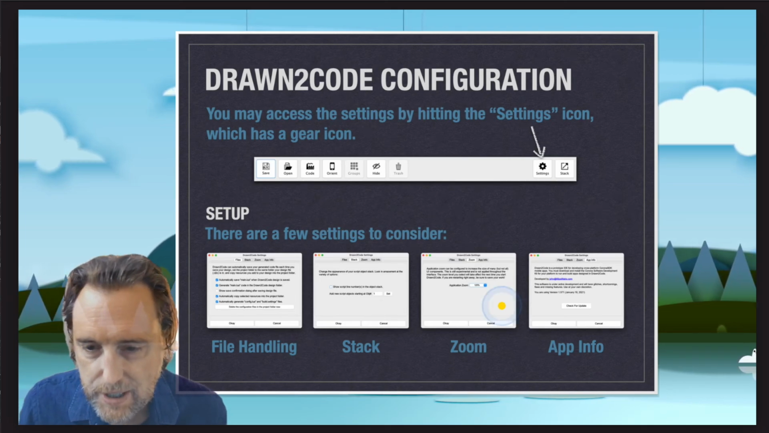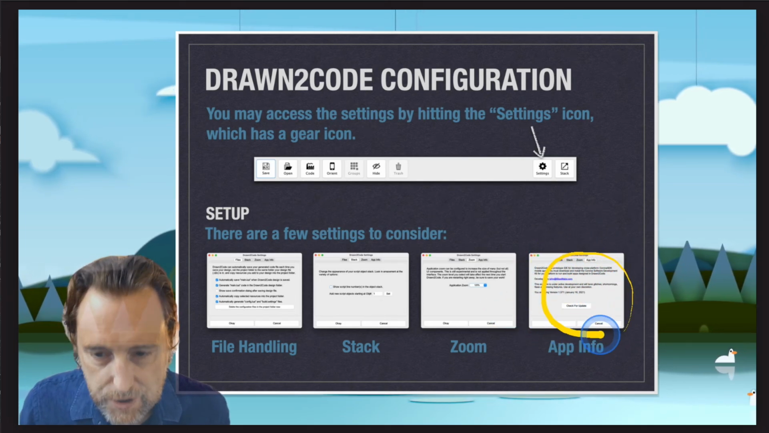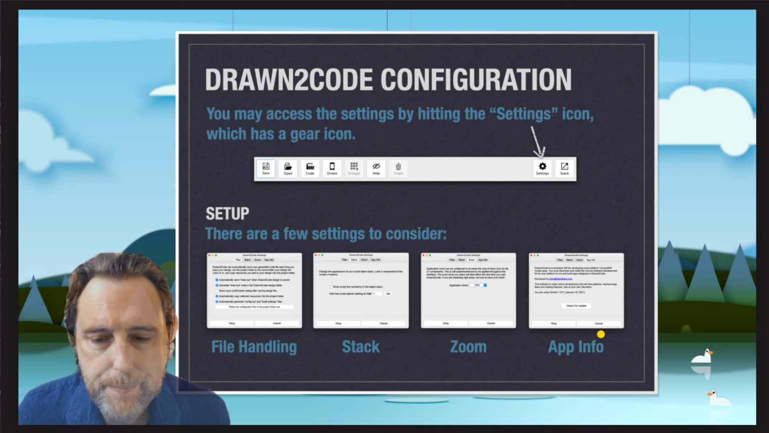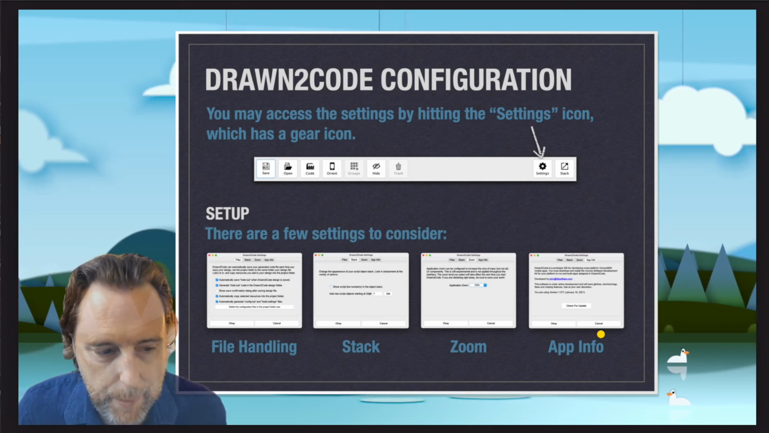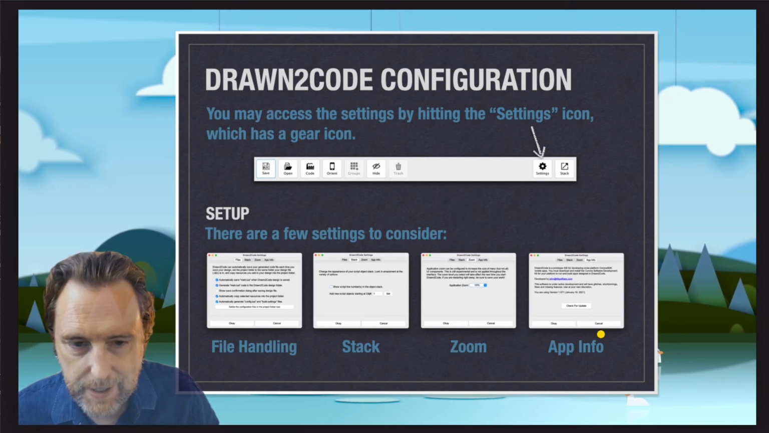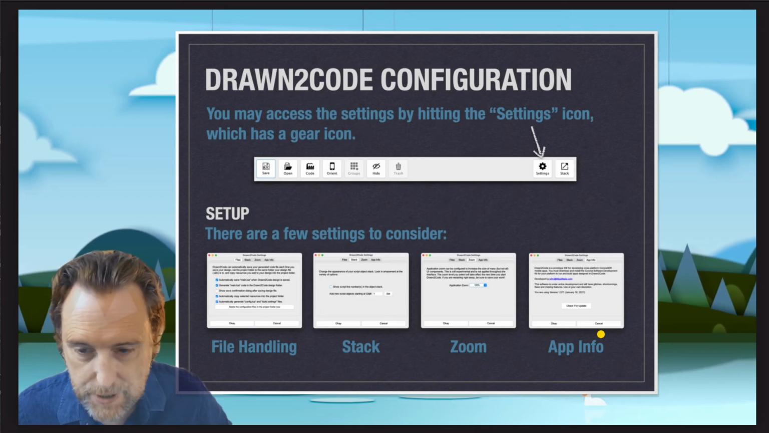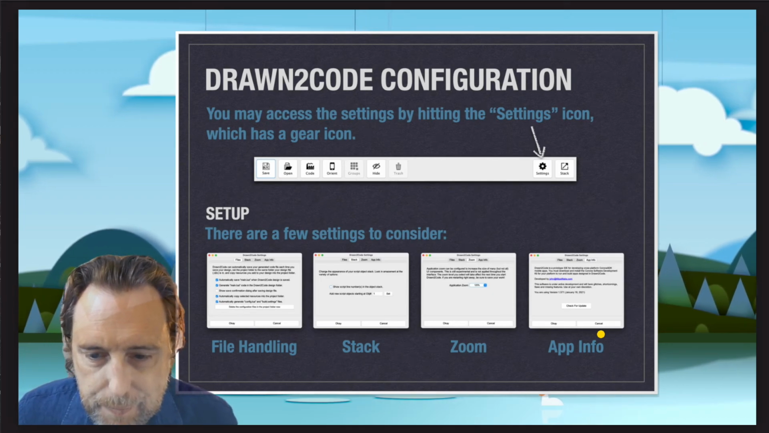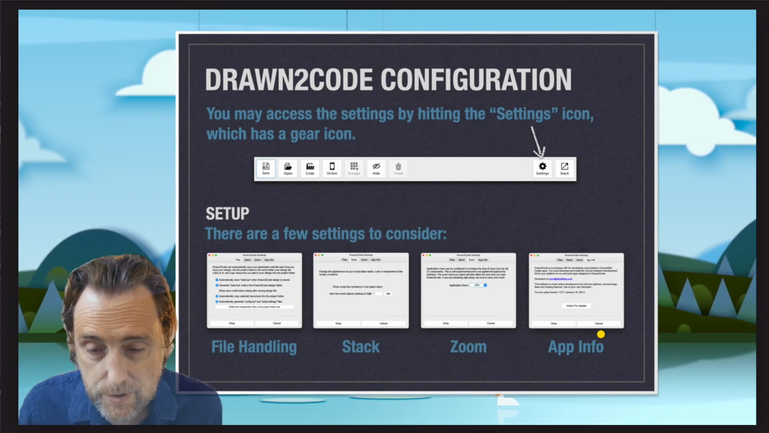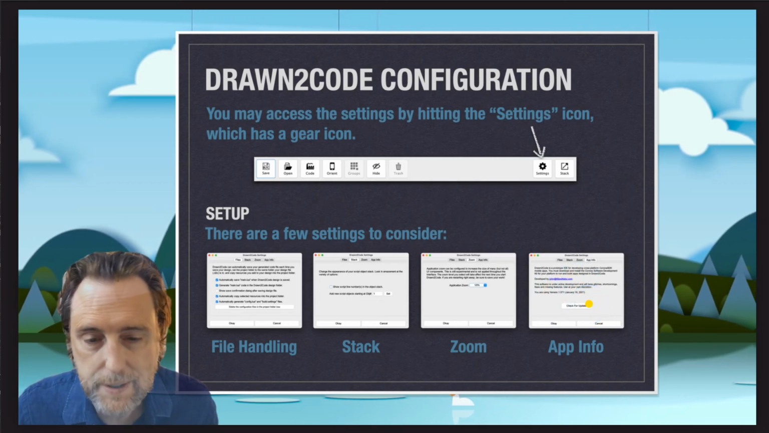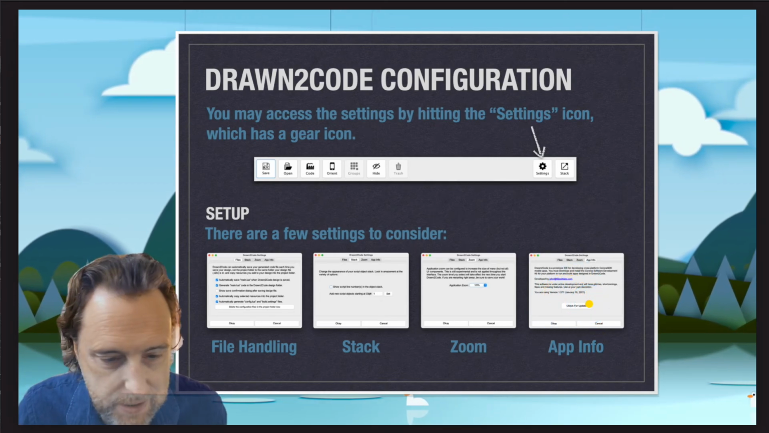And you can always check for updates on Drawn2Code. It does not check automatically, and I will normally announce if there's a new version out. But if you really want to, you can check for updates as well. And if it finds an update, it'll send you to the download page.